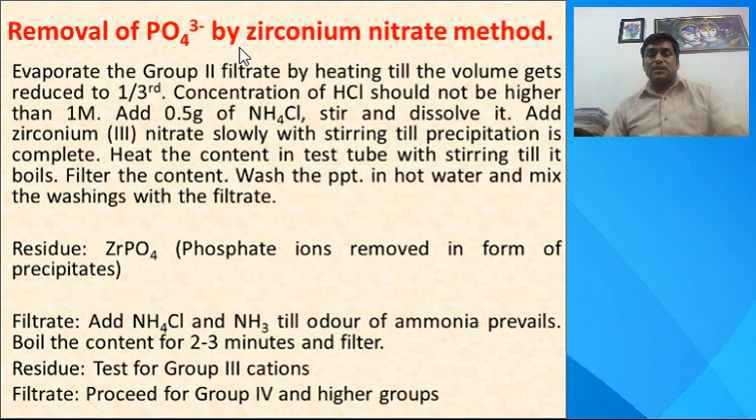Another method we have, removal of phosphate by zirconium nitrate method. It is a little bit simpler. What we do, same again, you take a group 2 filtrate and evaporate it, then add concentrated HCl, then add ammonium chloride and stir it and dissolve it. Then add zirconium nitrate slowly with stirring till precipitation is complete. So precipitation we get in form of zirconium phosphate. Filter that, the residue which you get is zirconium phosphate. Reject that, because your purpose is to remove phosphate which is an interfering anion. So the filtrate which you have got is free from phosphate. Now add ammonium chloride and ammonia, which is a group 3 reagent. Then you filter it. If group 3 cations are present, you will get your residue. Then test for group 3 cations with the residue, and with filtrate you proceed for group 4 cations.